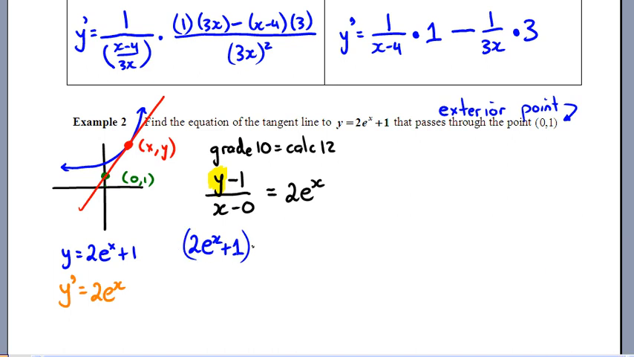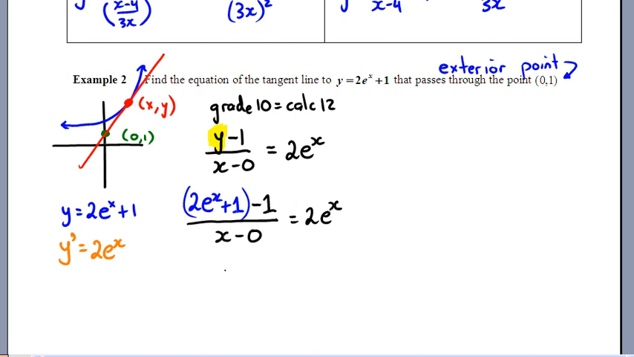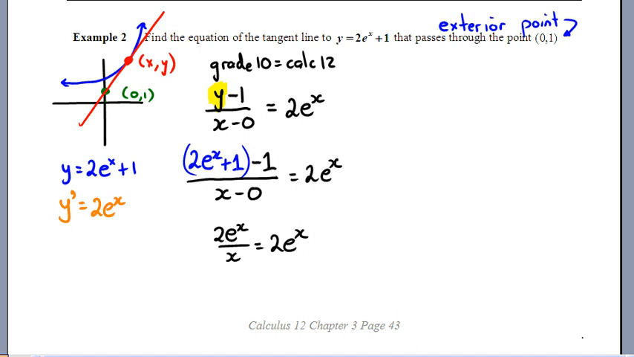And then let's keep going. Minus 1, that's that one right there, all sitting on top of x minus 0, is equal to 2e^x. Oh, this is going to clean right up. What do we got here? The 1's go away. We're going to have 2e^x sitting on top of an x is equal to 2e^x. Okay, let's go and multiply both sides by x. And we're going to have 2e^x is equal to 2x e^x.